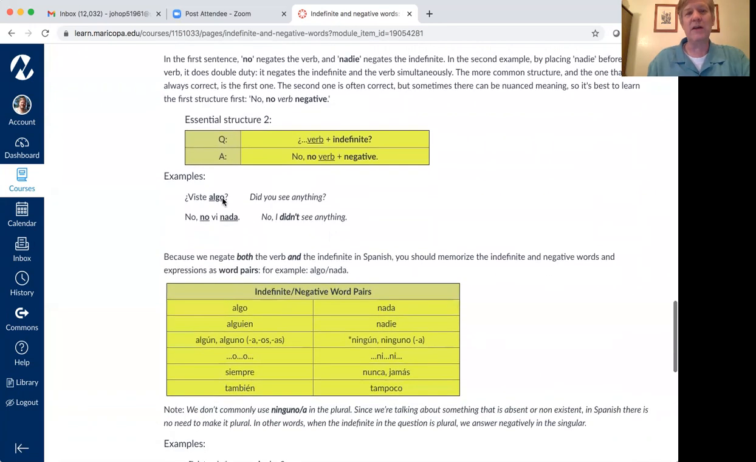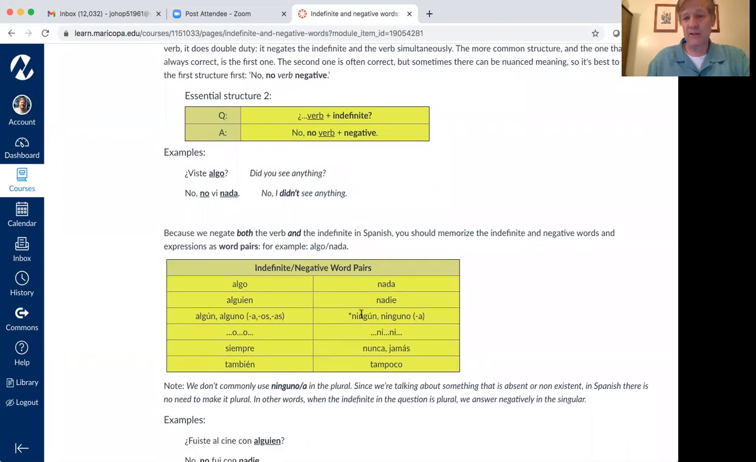Okay? So let's take a look at the essential structure 2. This is when you're answering an indefinite question with the negative. So verb indefinite, no. No verb, negative. ¿Está bien? That's why you want to practice both. Learning when you see algo in the question, when you answer negatively, you're going to answer with nada. When you see alguien, you have to answer with nadie. That's why it's important to learn them as word pairs. So here you have an example.